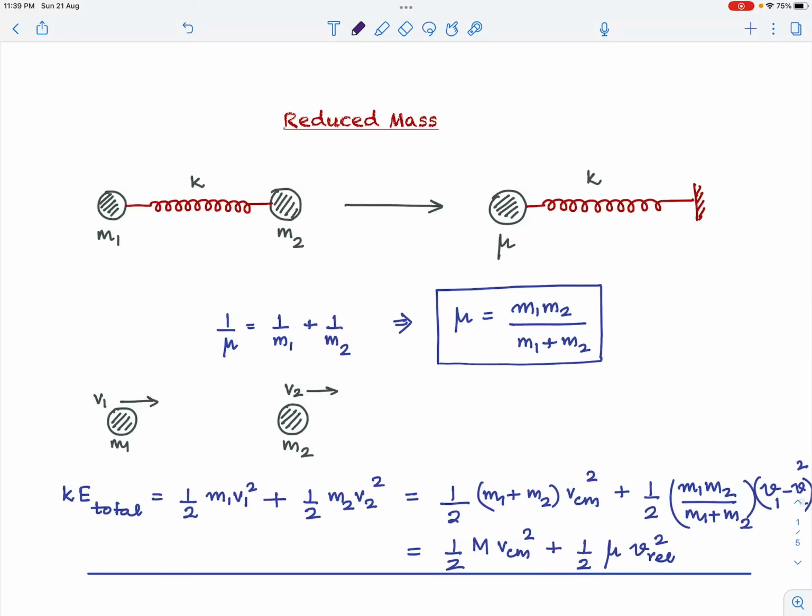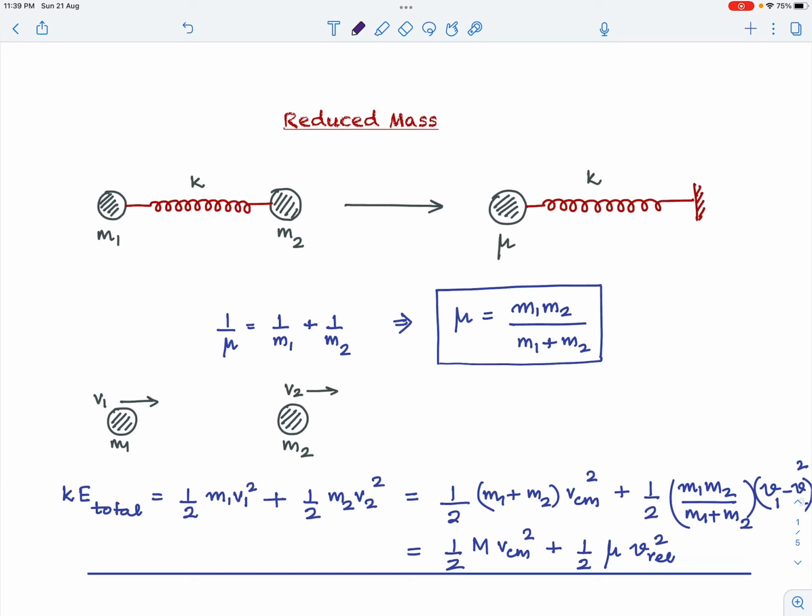Hello students. In today's video we are going to discuss the theory and applications related to the concept of reduced mass. Reduced mass is a slightly tricky topic, but once you understand it well, you will see how you can use it to solve some of your problems in quite an easier way. Okay, so let's proceed. So what is reduced mass first of all?